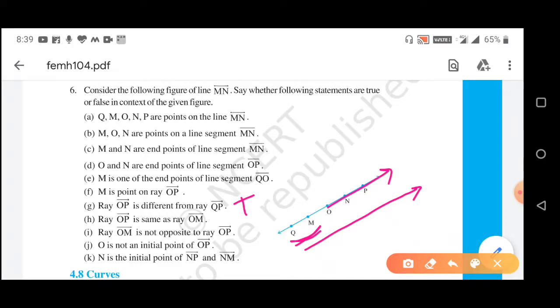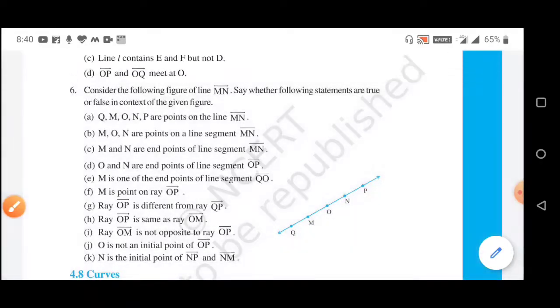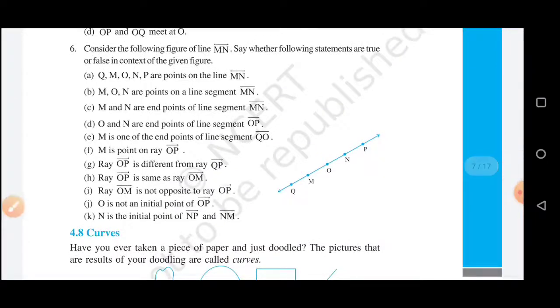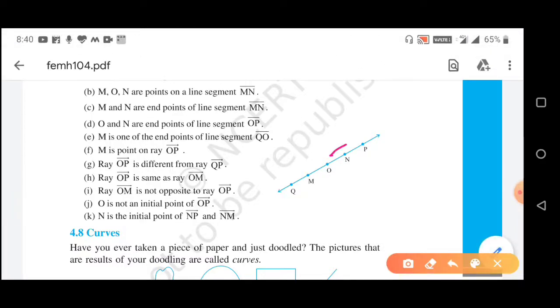Question number H, ray OP is same as ray OM. So, here it is OP and here it is OM. So, these two rays are not same. So, question number H is false. Question number I, ray OM is not opposite to ray OP. OP is in this direction, OM is in this direction. These two rays are opposite to each other. So, this is false.